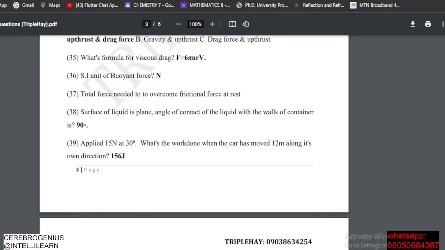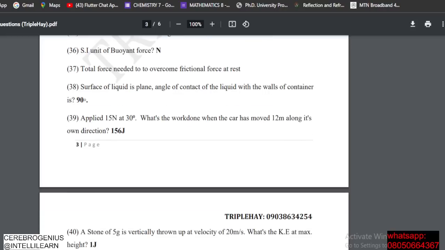So the total force needed to overcome frictional force at rest. I don't understand what this question is trying to ask. The total force needed to overcome the frictional force at rest. I don't understand the question. It's not complete.